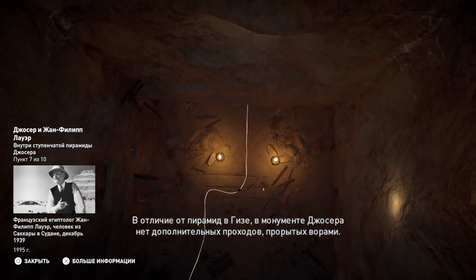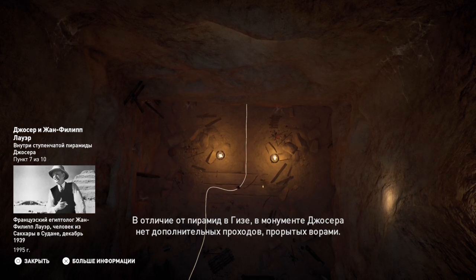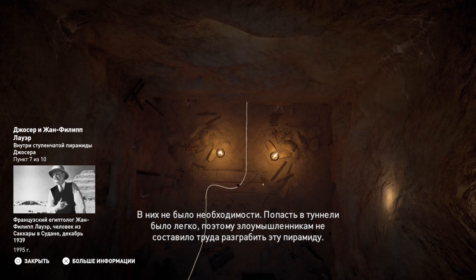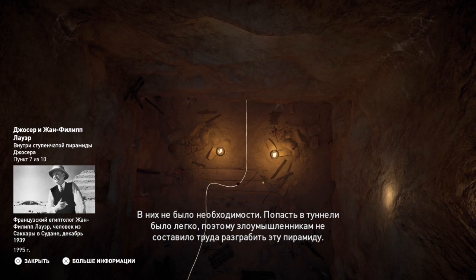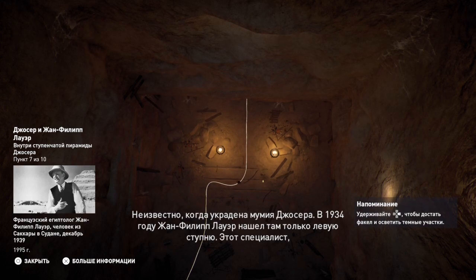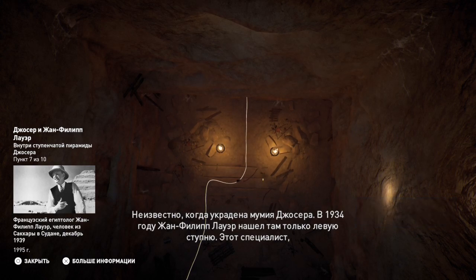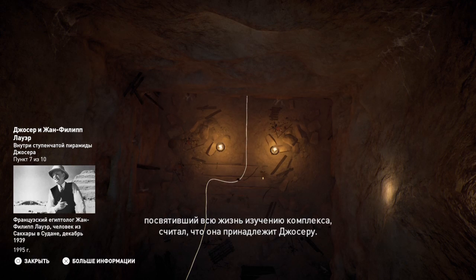Unlike the Great Pyramid of Giza, or Menkaure, the Pyramid of Djoser does not have any extra openings dug out by thieves. There was no need for them. Because of the easy access into the tunnels and along the corridors, thieves had little trouble clearing out the temples once inside. It is unknown when the mummy of Djoser was stolen. All that remained was a left foot, found by French Egyptologist Jean-Philippe Lauer in 1934. This architect, who devoted his whole life to meticulously exploring the complex, believed it belonged to Djoser.